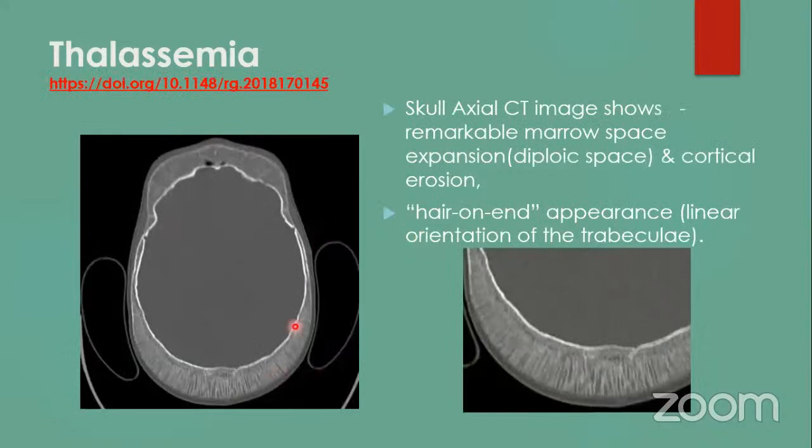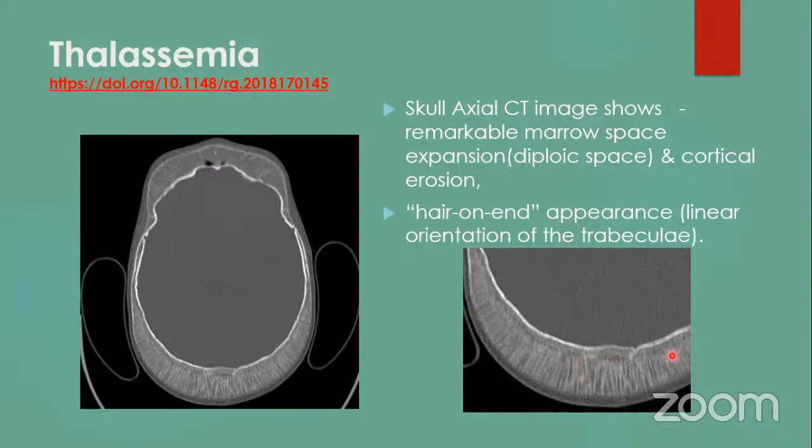Okay, this is an example of an image of a patient who has thalassemia. This skull axial CT image shows remarkable marrow space expansion. You just need to compare with a normal one to realize that there is expansion of the diploic space. And then there's also cortical erosion. The outer and the inner table are quite thin and not as prominent as they are supposed to be. Then we have this hair-on-end appearance, where we have the linear orientation of the trabecular bone.